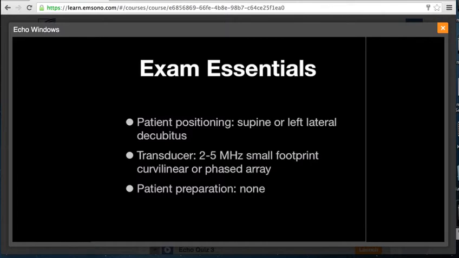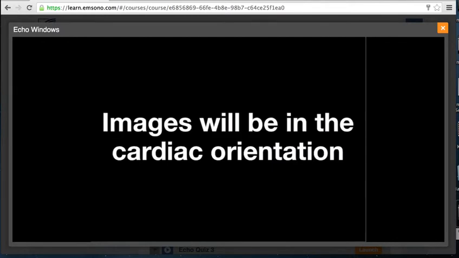From a transducer standpoint, use a 2 to 5 megahertz small footprint curvilinear or phased array transducer. Avoid the large footprint curvilinear transducer since you're going to end up with a lot of rib shadows with that transducer. And from a patient preparation standpoint, there is no specific preparation required. Images in this lecture will be shown in the cardiac orientation. Some of them will have been obtained in the abdominal mode versus cardiac mode. However, from an imaging standpoint, all the images will be shown in the cardiac orientation.